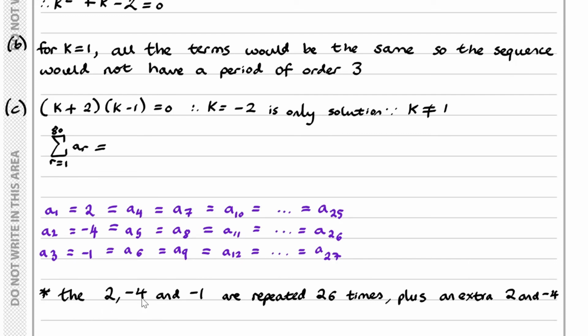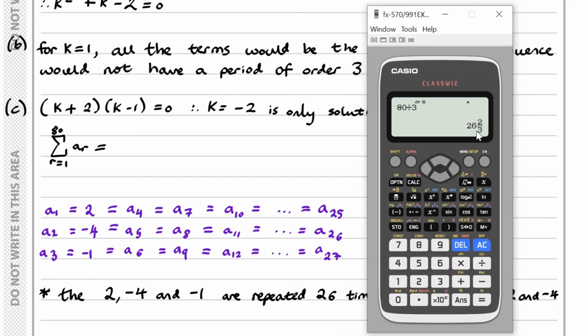So here, the 2, the minus 4, and the minus 1 are being repeated 26 times. And we see here, for this first row, we have 26 terms. For the second row, we have 26 terms. For this third row, we have 26 terms. And then we have an extra 2 and an extra 4. And we saw that from here, where we have the 2/3. So the 26 times by 3, that will be 78. So the 78th term, that will be a27.